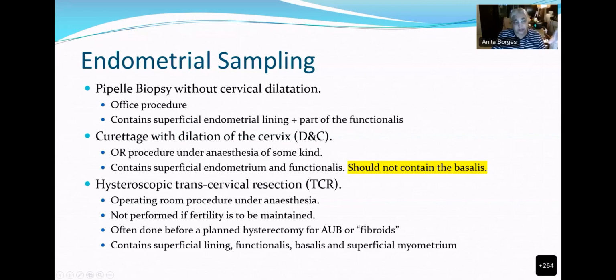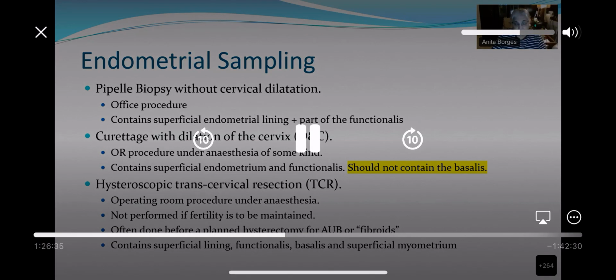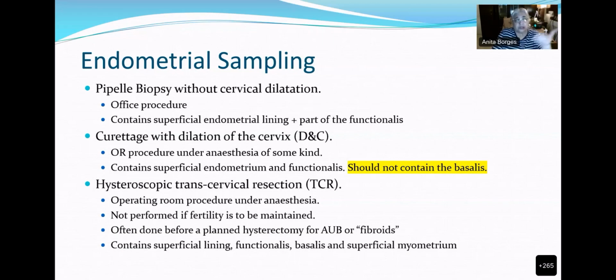People can do hysteroscopies, okay? People often do hysteroscopies in patients who are premenopausal, who have very thickened endometrium, because you want to see what is happening in the endometrium, but you do not do a transcervical resection in patients who are wanting to retain their fertility. It's often done before a planned hysterectomy for dysfunctional uterine bleeding or fibroids.